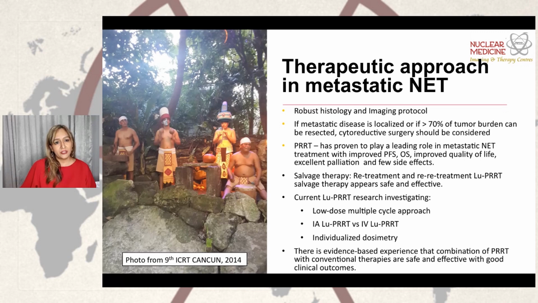The current lutetium PRRT research investigations that are going on would be the low-dose multiple cycle approach, intraarterial PRRT versus intravenous PRRT, particularly for liver-burdened tumors, and individualized dosimetry. There is also evidence-based experience that combination of PRRT with other conventional treatments such as chemotherapy and high-dose sandostatin are effective and safe with good clinical outcomes.